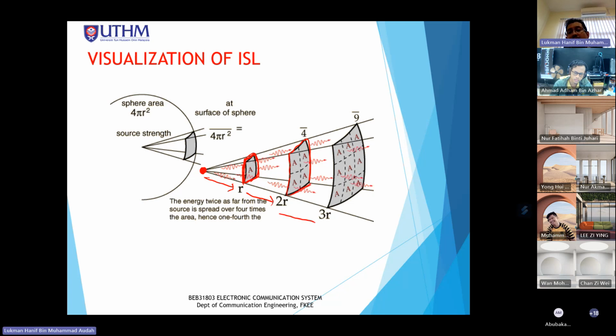And when we move further away from the antenna at distance 3R, the surface area would be much bigger, 9 times. Previously it is 4 times because it's 2R, and then 3R, so the power will be distributed in 9 times the initial area. So the area becomes bigger, which means the power density would be smaller. This shows you the relationship between the distance and the power density.